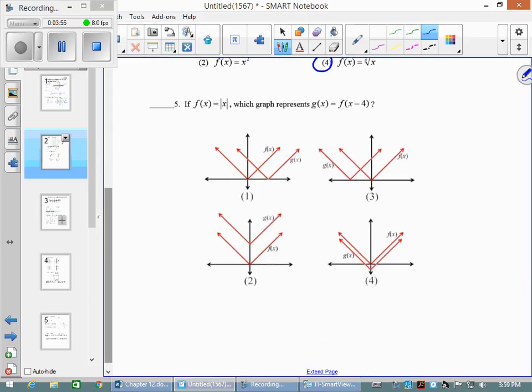Question 5 says, if f of x is equal to the absolute value of x, that's the parent function for an absolute value, which graph would represent g of x, which is f of x minus 4. So I have an inside shift of a -4. Inside shifts are horizontal shifts, and they always go in the opposite direction of the number. So we're going to go horizontally 4 units to the right.